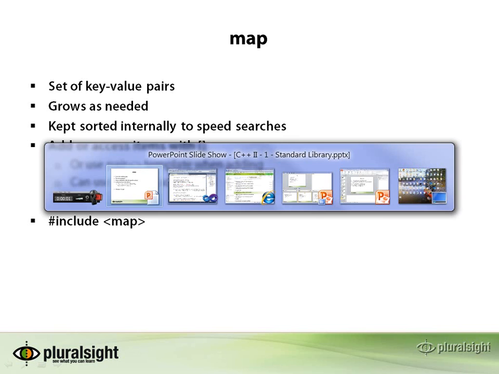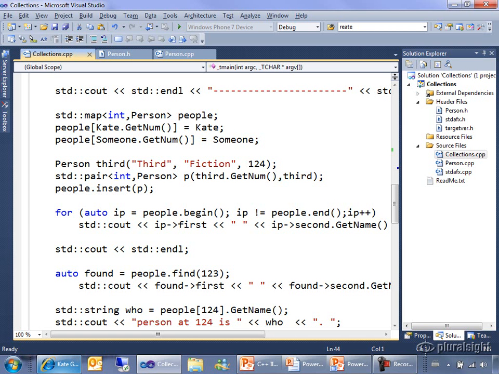I'm going to use the same demo solution for maps as I was already using for vectors. And I have these people that I've already created. I'm going to put them into a map now instead of into a vector. So here I declare myself a map. And when you declare it, it's a template. You have to say a map of what, and that means what is the key and what is the value.